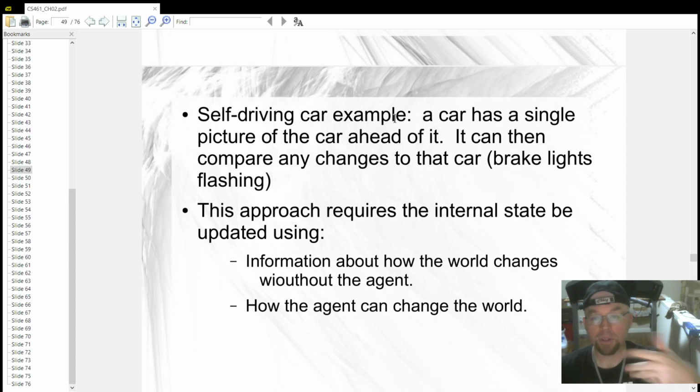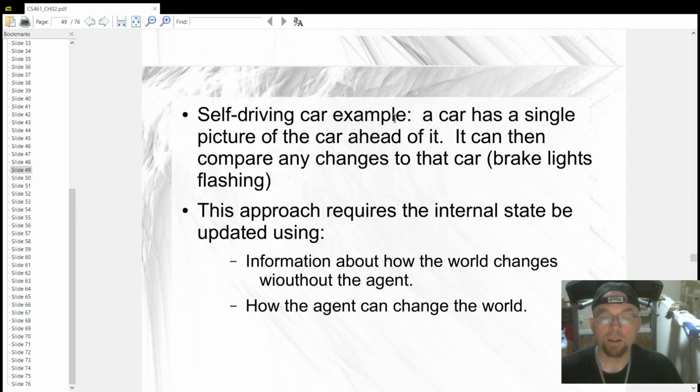So you kept a memory of what just happened. So you now have the ability to make a comparison, to compare changes. No brake light, brake light. Oh, well, maybe I should stop. So this type of approach is going to require that internal state, what you think about where you're at right now, needs to be able to be updated. The ability to update your opinion of what the state of the environment is at this particular moment.